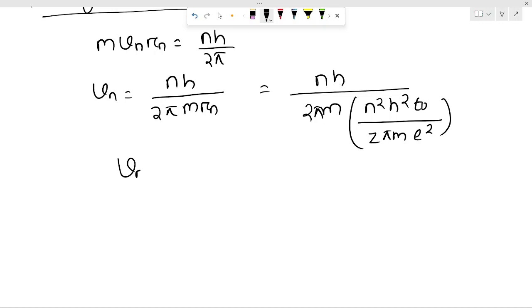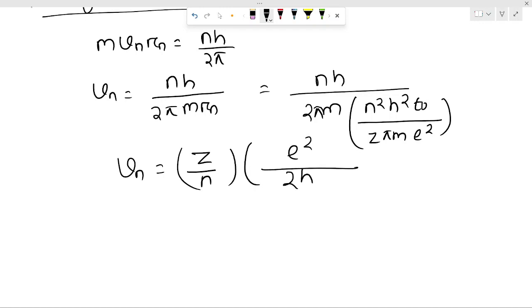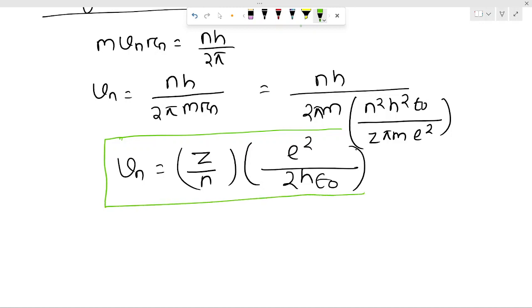So Vn will be equal to z upon n into e square divided by 2h epsilon naught. Let us give it a bracket, because this is our final expression for the velocity of electron in nth orbit. Give it equation number 4. Let us proceed further.